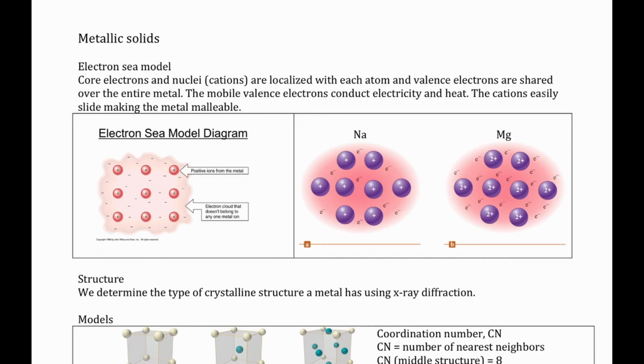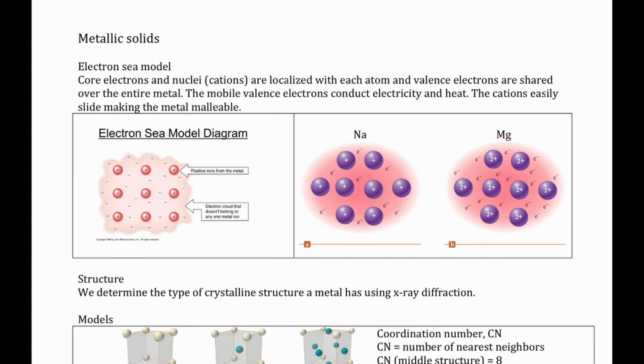In our picture there, for sodium and for magnesium, we have Na with a plus shown, that would be the nucleus and the core electrons, with that valence electron kind of loosely bound to it. Magnesium, the core with the nucleus and core electrons, has a 2+ charge because of the 2 valence electrons loosely bound to it. So under our text there we have: core electrons and nuclei, cations, are localized with each atom, and valence electrons are shared over the entire metal.